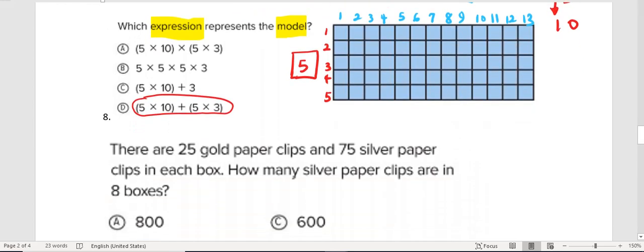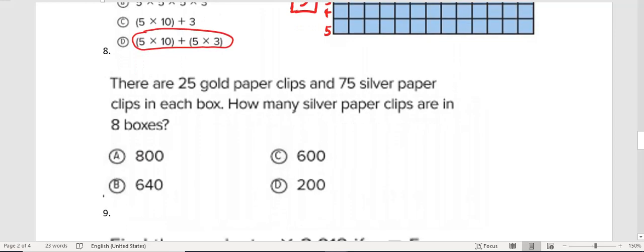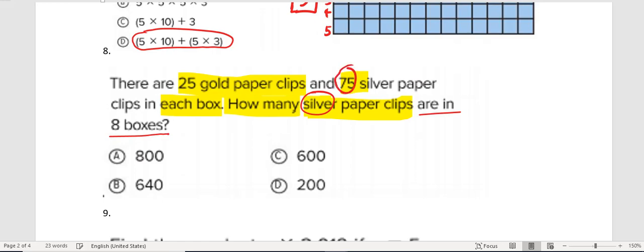Okay, next question, number 8. There are 25 gold paper clips and 75 silver paper clips in each box. How many silver paper clips are in 8 boxes? So be careful. It's not asking for the total number of paper clips. No, it's specific to the silver paper clips. So be very careful. All you need to do is look at the number of silver paper clips, which is 75, and there are 8 boxes, so we have times 8. And from this we can multiply to get our answer.